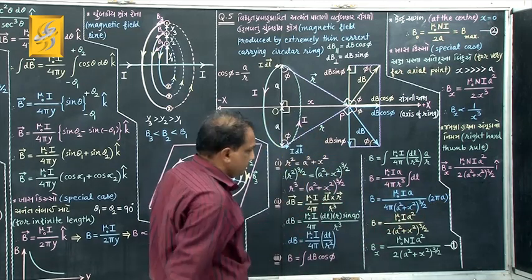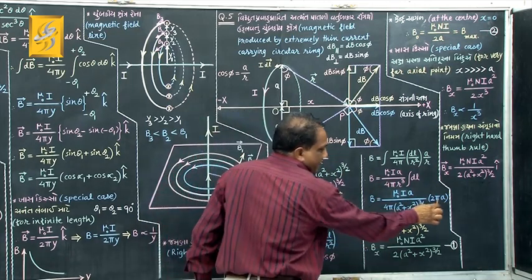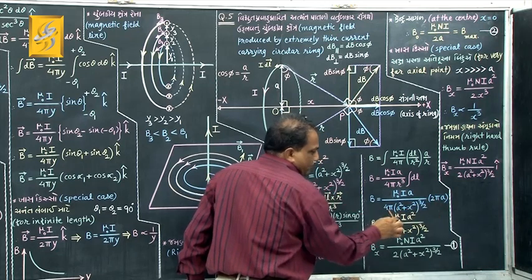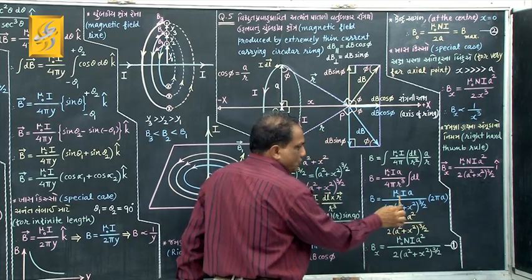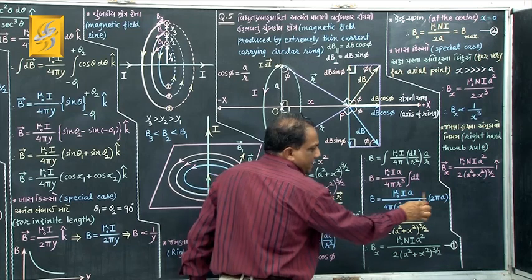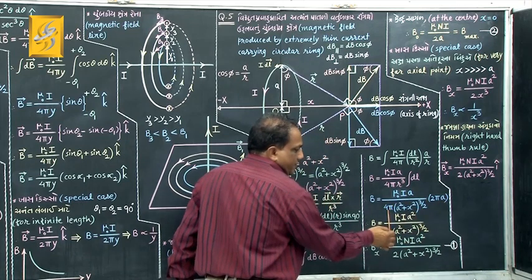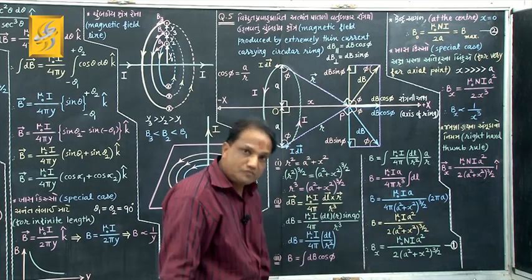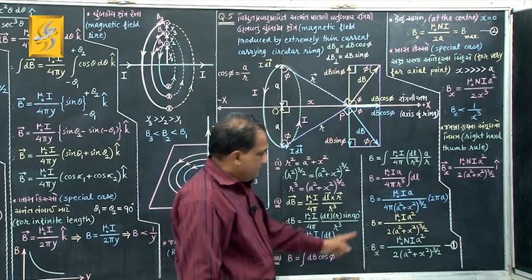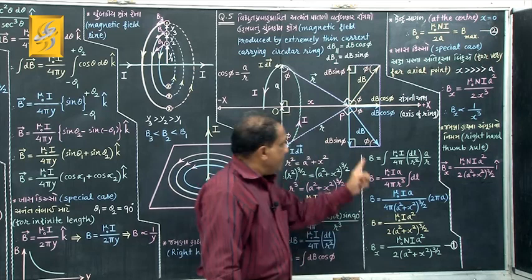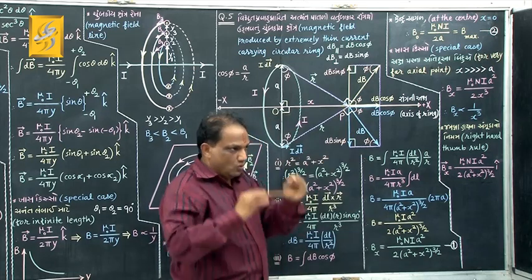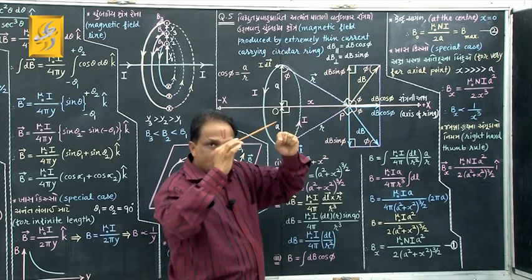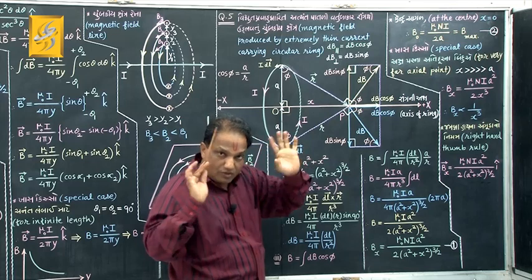Got it? Now simplify. Pi will cancel. 2 2s are 4, so here it will appear 2. Now it is mu 0 I a into a, that is a square, divided by 2 into a square plus x square whole raised to 3 by 2. Got it? Fine. This is the magnetic field at this very point due to only one circular turn, only one current carrying circular turn.